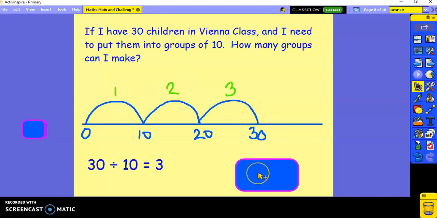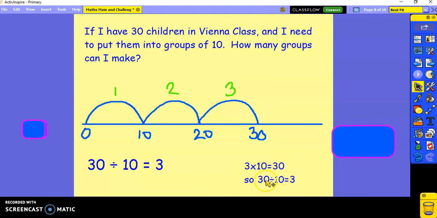Now, for those of you who have used your multiplication facts to help you, if you already know that 3 times 10 equals 30, then you would have got the answer 30 divided by 10 equals 3. So well done if you did use your multiplication facts to help you. But remember, I do still want to see these workings out on a number line.